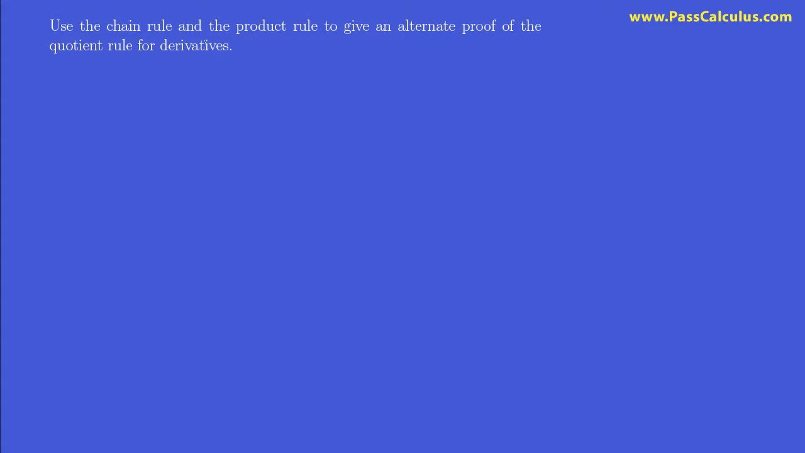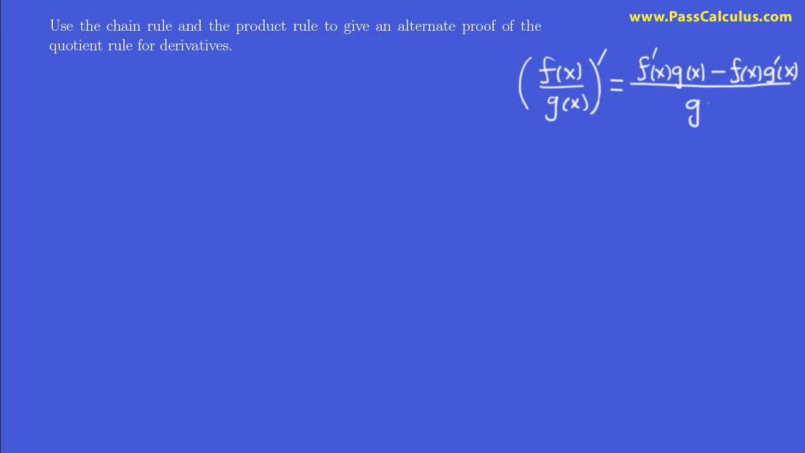We want to use the chain rule and the product rule to give an alternate proof of the quotient rule for derivatives. So I think you remember what the quotient rule is, right? If I have two functions, f over g, and I want to take the derivative, first of all, this is definitely not equal to the derivative of the top over the derivative of the bottom, right? That's a classic beginner mistake. We don't want to ever make that mistake. The derivative of this quotient is the derivative of the top times the bottom left alone, minus the top left alone times the derivative of the bottom, all over the bottom squared.